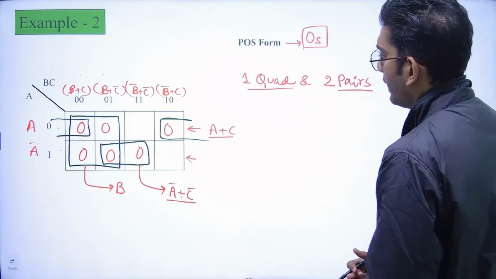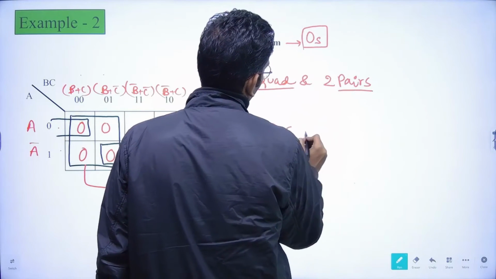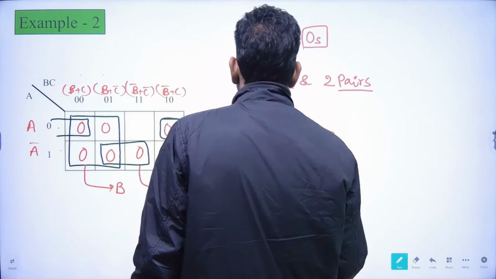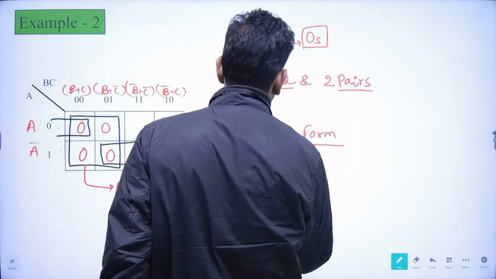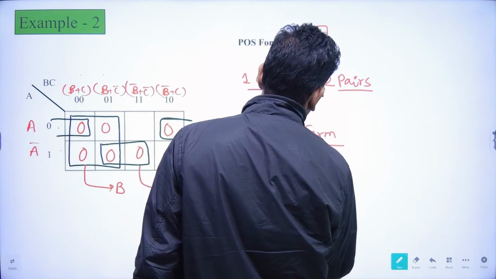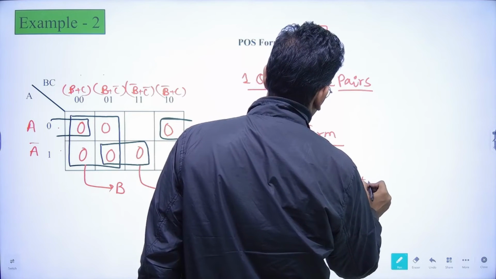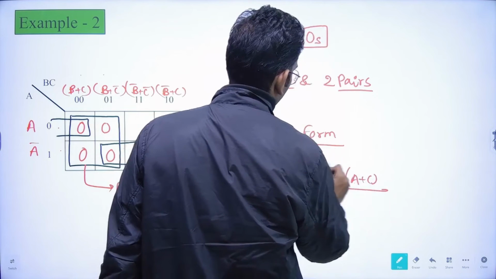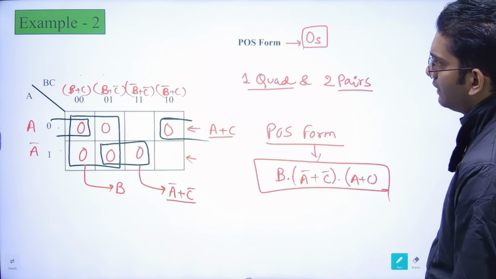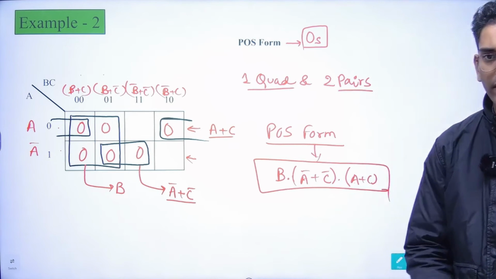Now we have to write it in the POS form. So the POS form would be the product of sums. So we would write B dot A bar plus C bar dot A plus C. This would be our final POS format. So for this particular example number 2, this would be our final POS format.